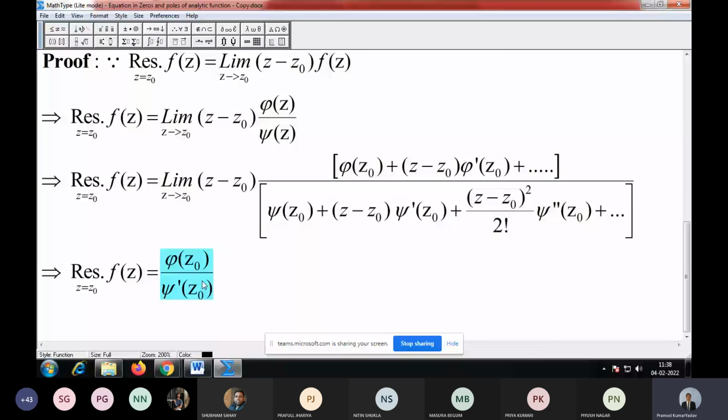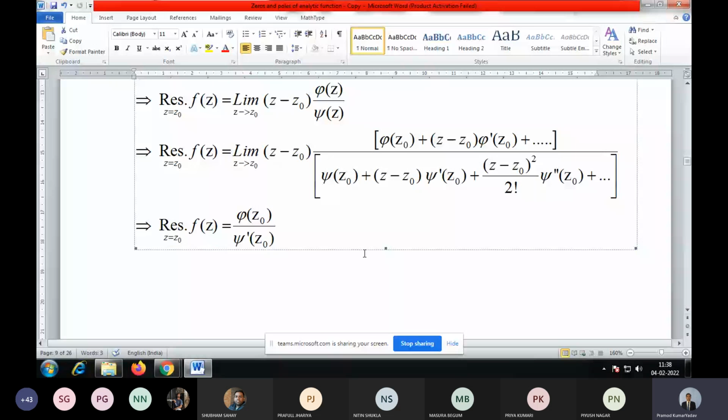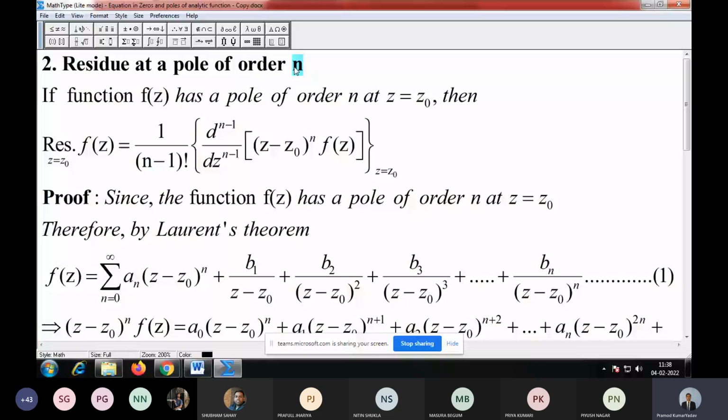Now the third one: residue at a pole of order n.